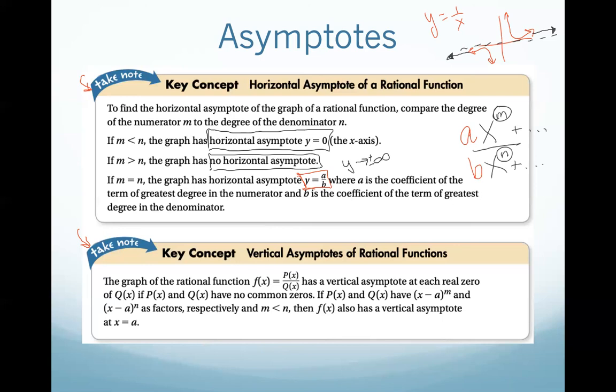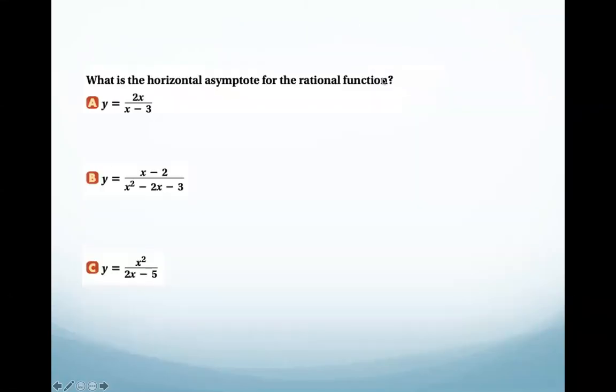Okay, so we have vertical asymptotes come from when the denominator equals 0. Horizontal asymptotes come from the behavior of the graph, which we can see from the degree of the numerator and the denominator. Let's look at some examples.